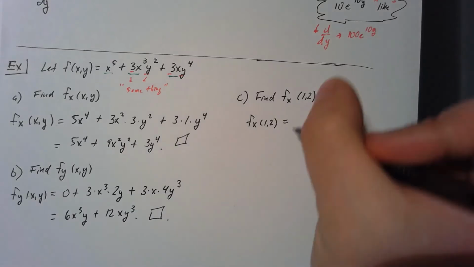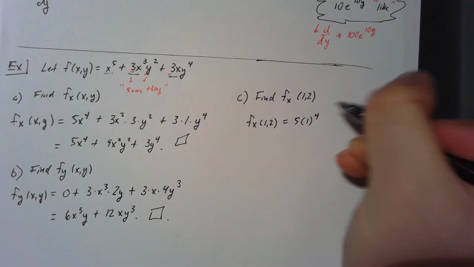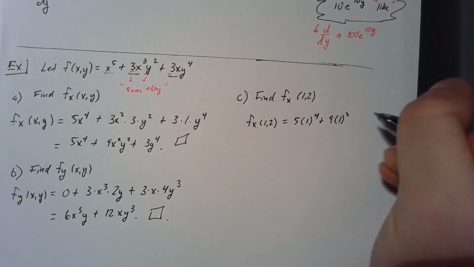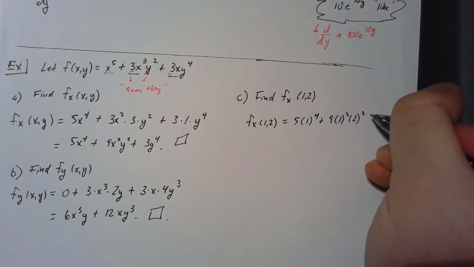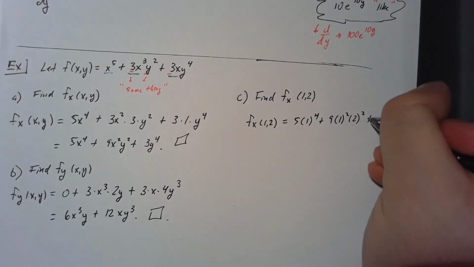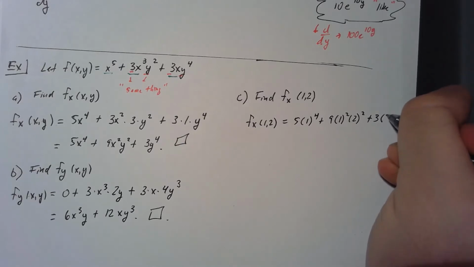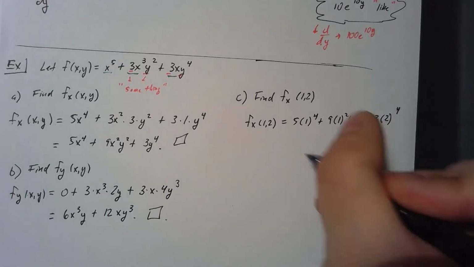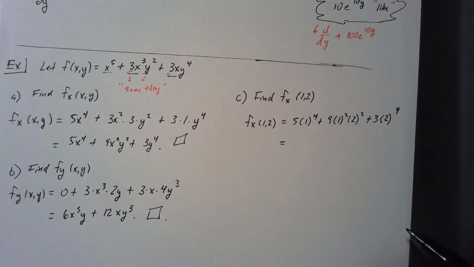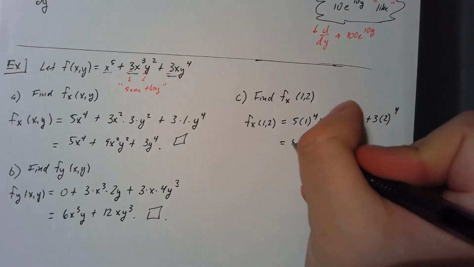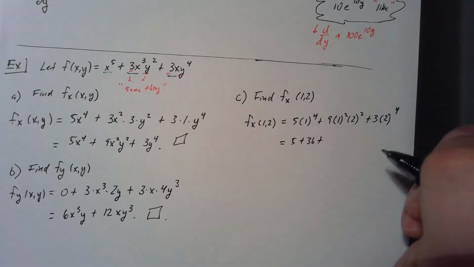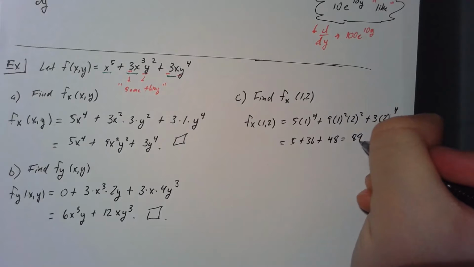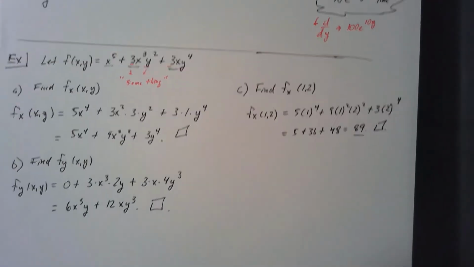So that's 5 times 1 to the 4th plus 9 times 1 squared, 2 squared, plus 3 times 2 to the 4th. So that's just a straight computation. When you go through that, you're going to get 5 plus 36 plus 48, which equals 89.